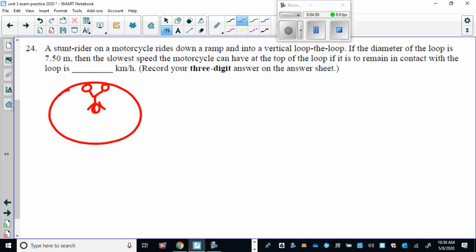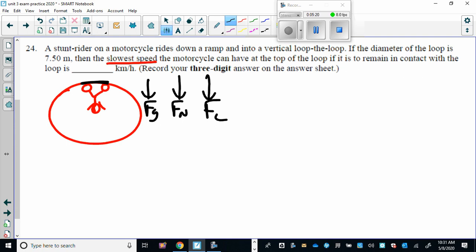When they're asking for the slowest speed at the top of the loop, let's ask ourselves, what are the forces acting here? Well, we've got gravity pulling down. You've got the normal force of the track pushing down on the rider, and the centripetal force is always towards the center of the circle, so that's always down.